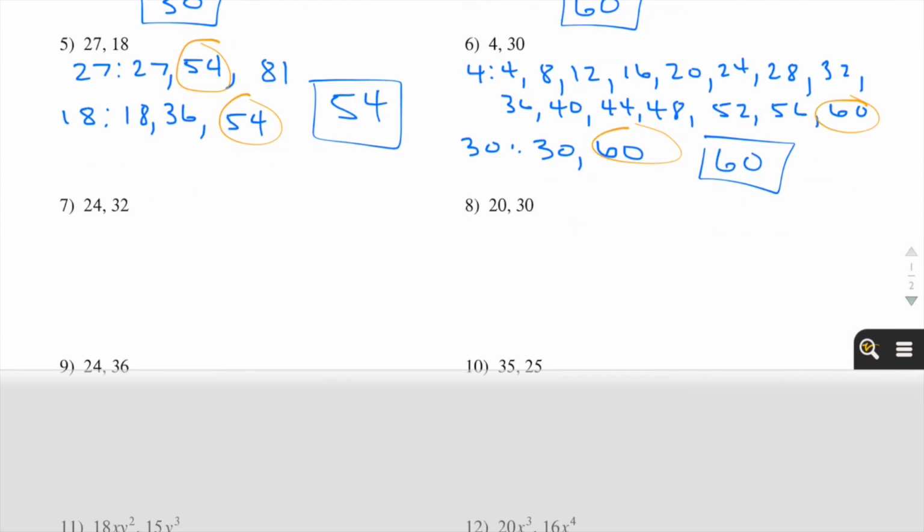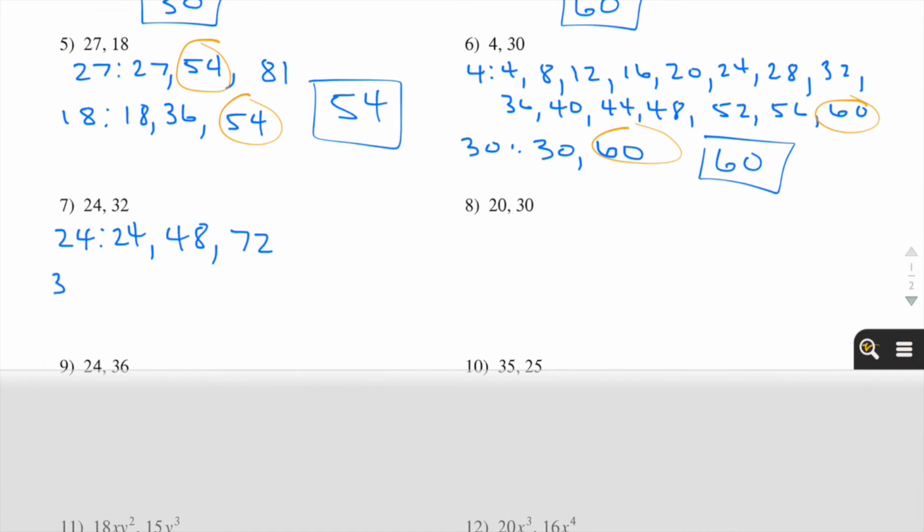Okay, number 7. So let's take a look at the 24. So we're going to write all the multiples for that. So we know that we're going to have 24 for the first one. 24 times 2 gives us 48. Add 24 to that, we end up getting 72. We can go ahead and stop there for now.